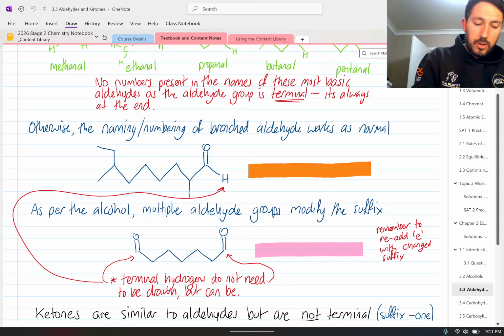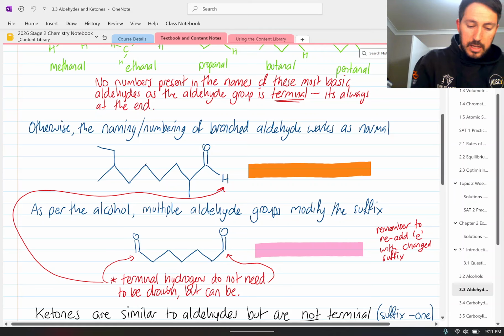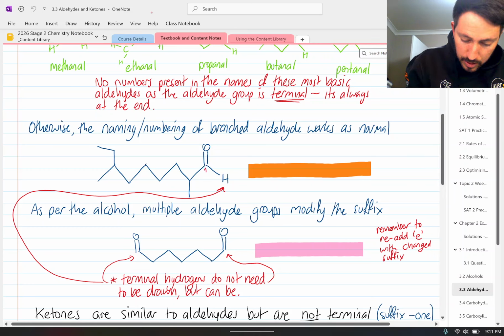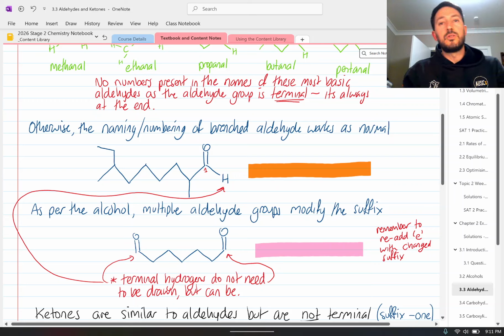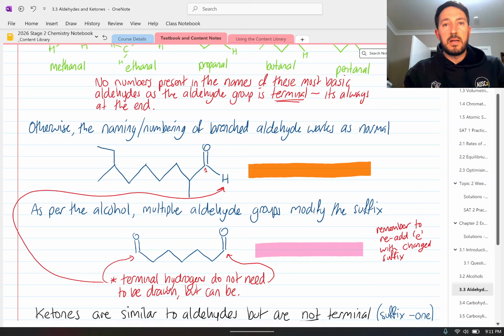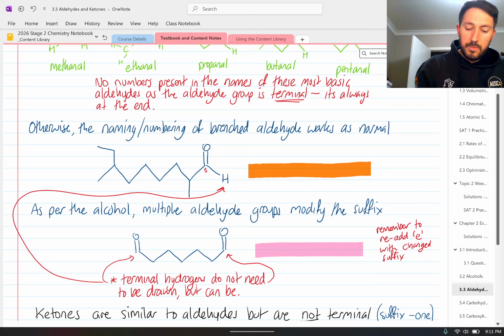I'll go back to our pen, and I'll start numbering. Sorry. This has to be carbon one. We have to start at that group, the carbonyl group. That makes this number 2, 3, 4, 5, and 6, and 7 here.